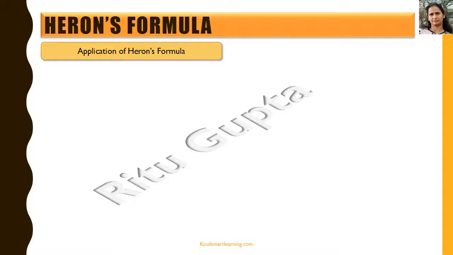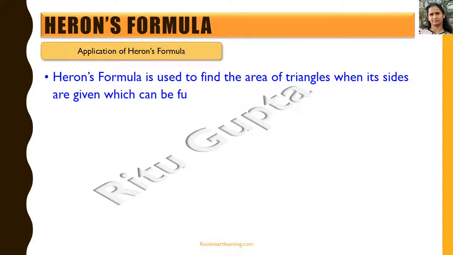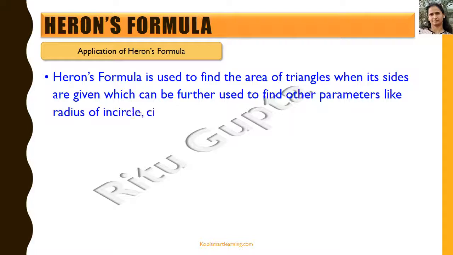So friends, now let's understand the application of Heron's formula. Heron's formula is used to find the area of a triangle when its sides are given. Now this is just the direct usage, but the indirect usage is that it can further be used to find other parameters like the radius of the incircle and circumcircle of this triangle. And there are many other cases where this formula is used.